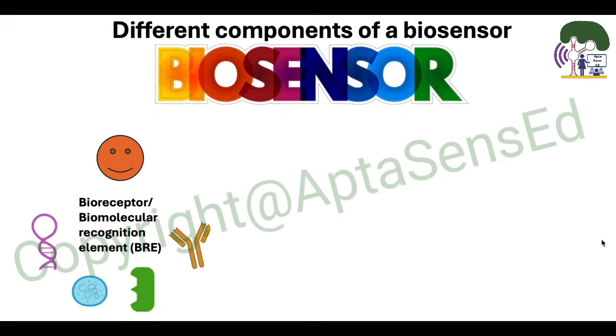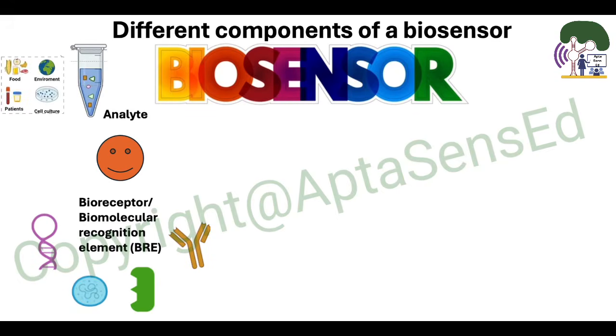Now, this biomolecular recognition element detects your analyte present in the sample. The analyte can be glucose in blood, pathogen in food, pollutant in water, or protein biomarker in blood in cases of diseases. Now, this biomolecular recognition element reacts with the analyte present in the sample and creates some biochemical changes on the surface of the biosensor.